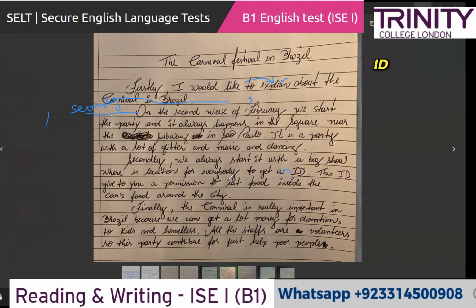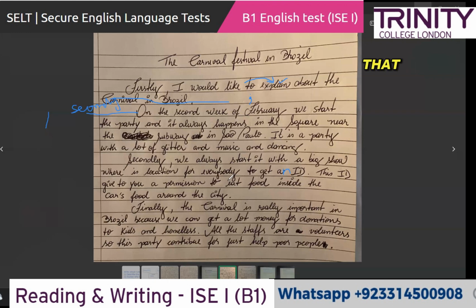But what happens, this ID gives you permission to eat a lot inside the cars' food around the city. So you are trying to say that on this festival, people have free access to food because of an ID that they receive, right? That's a gift ID for having food, whatever. Other activities also? Yeah. Okay. Where is location for everybody to get an ID? Or you can say that everyone gets an ID. Everybody gets the ID on the location and they can use this ID to eat food inside the carnival.